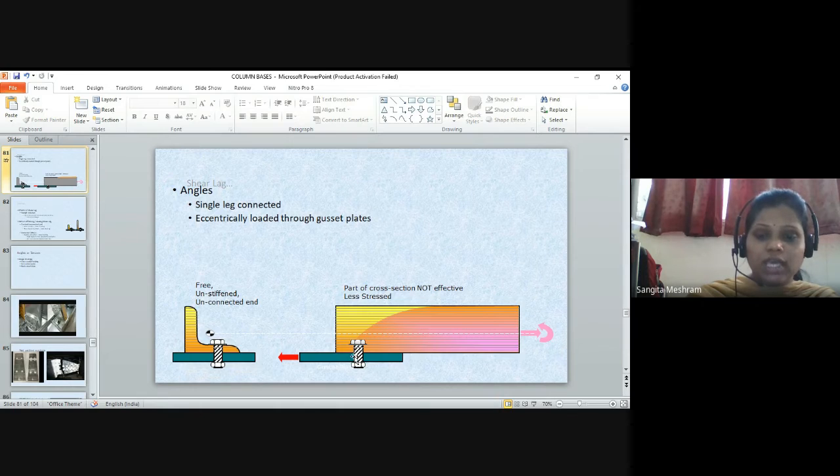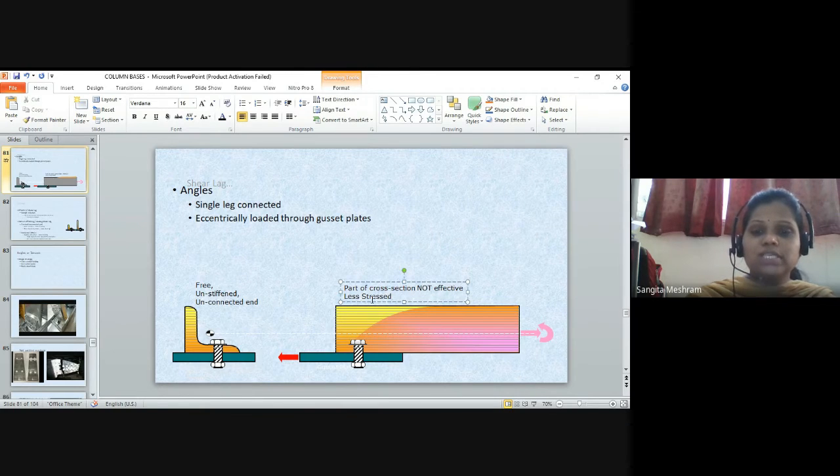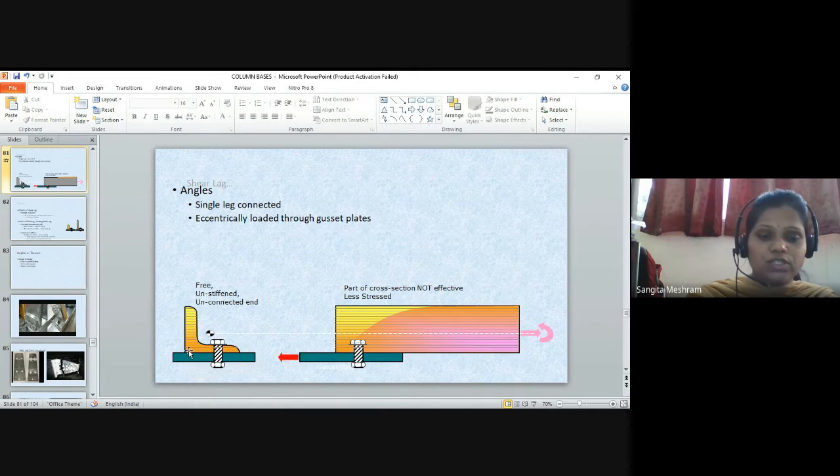Just see in the second diagram, this is the part of the cross section which is not effective, that means it is a less stressed area. So we have to consider this portion, that means we have to straighten the members, and take the distance from the connecting point up to the outstanding leg. This shear lag width we have to consider while designing.